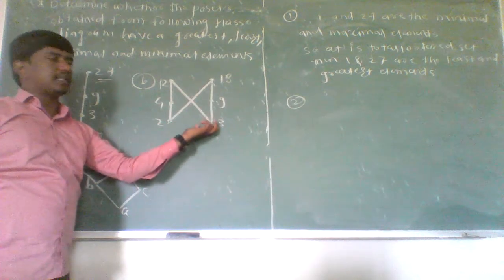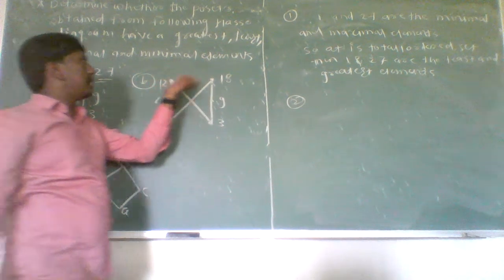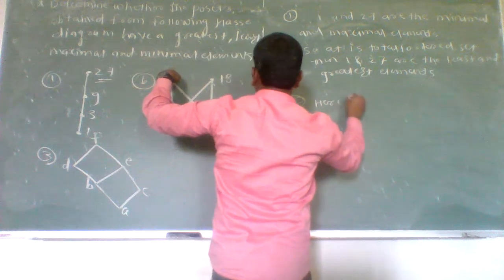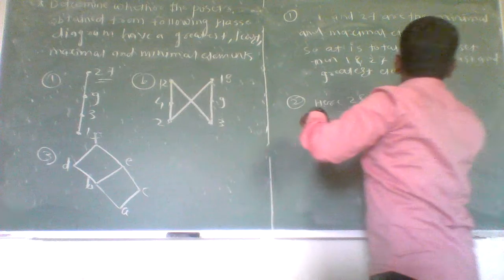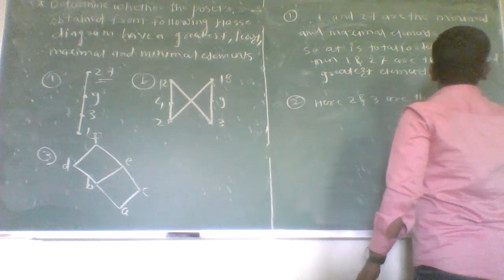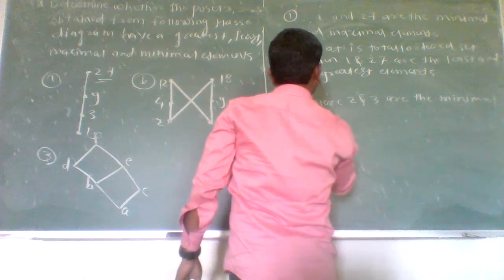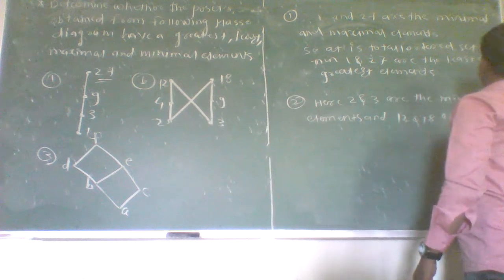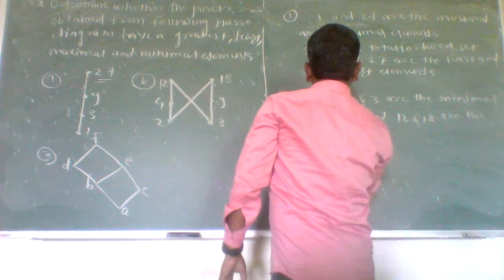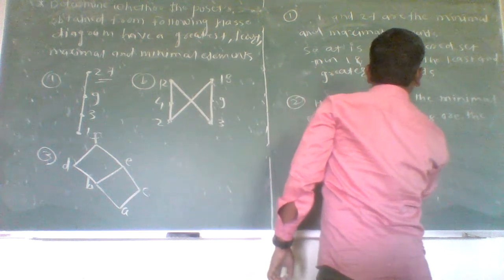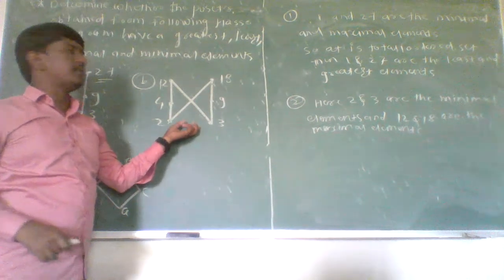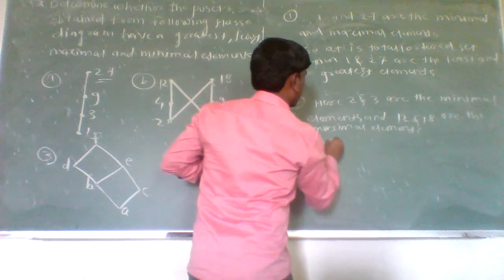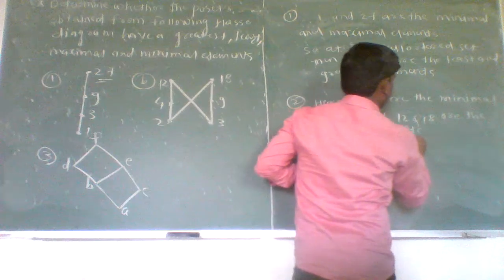Here, as 2 and 3 are the bottom elements, then 2 and 3 are the minimal elements, and 12 and 18 are the top elements, then 12 and 18 are the maximal elements. But as elements 2 and 3 are not comparable, then this one has no least element. Similarly, the elements 12 and 18 are not comparable, therefore it has no greatest element. It has no least and greatest element.